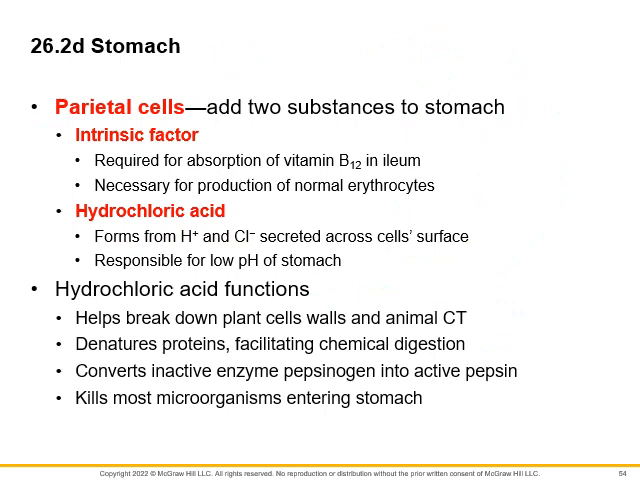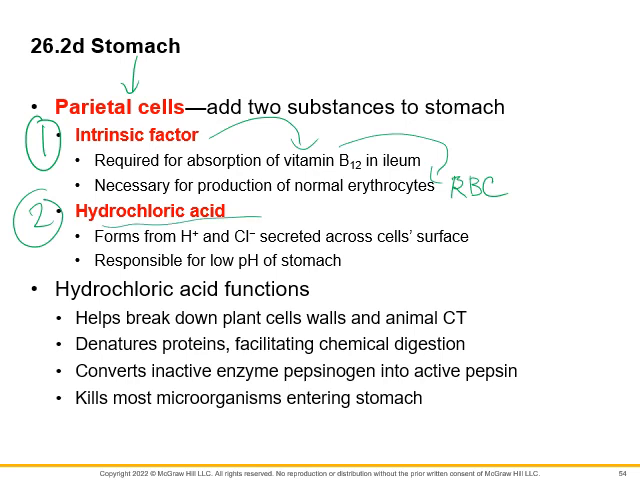So let's look at the parietal cell in more detail. It's going to secrete 2 substances. One is intrinsic factor. You need intrinsic factor to absorb B12, and you need B12 to make red blood cells, or erythrocytes. The second is hydrochloric acid. The parietal cells aid in the formation of hydrochloric acid, and this is responsible for the low pH of the stomach, a pH of around 2.